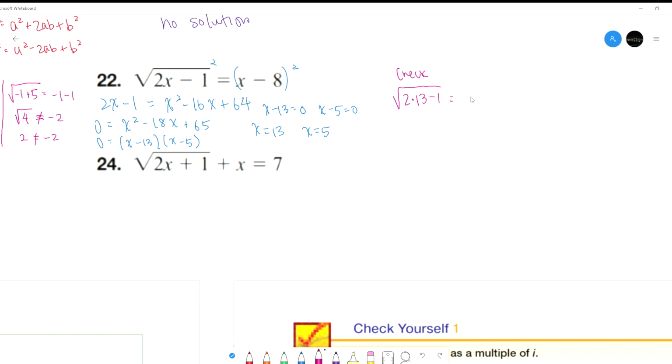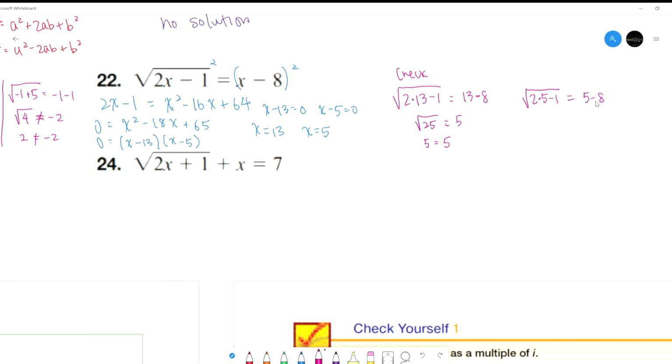Okay, good. So we have to substitute into the original, make sure that the left-hand side is equal to the right-hand side. So this is 26 minus 1 is 25. Square root of 25 is equal to 13 minus 8 is 5. And we have 5 is equal to 5. Very good. So 13 is good. And now we check x equals 5. So 2 times 5 minus 1, the square root of that, is equal to 5 minus 8.